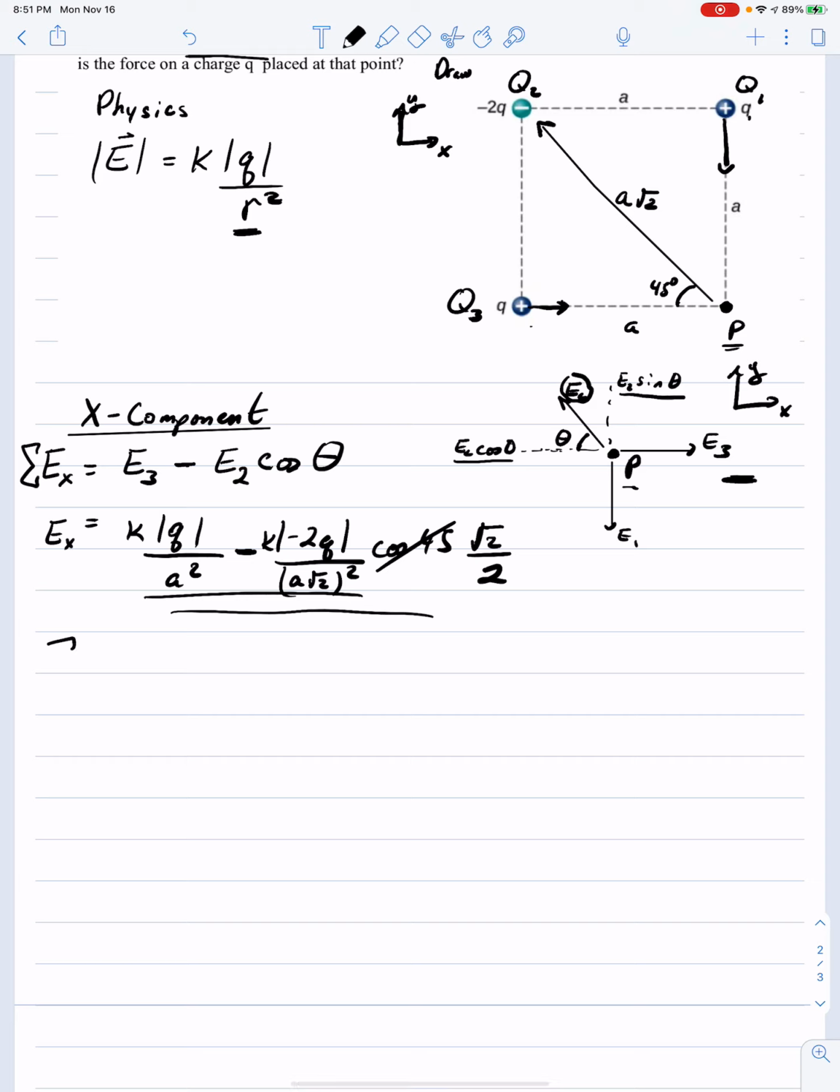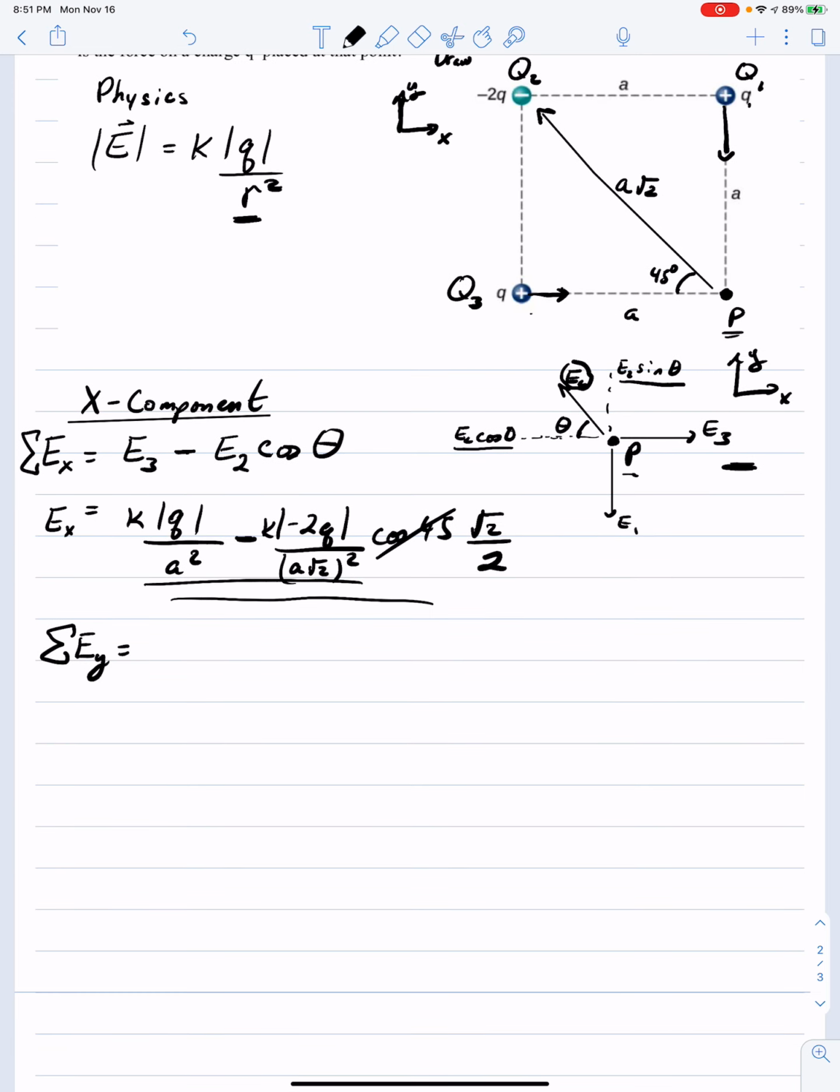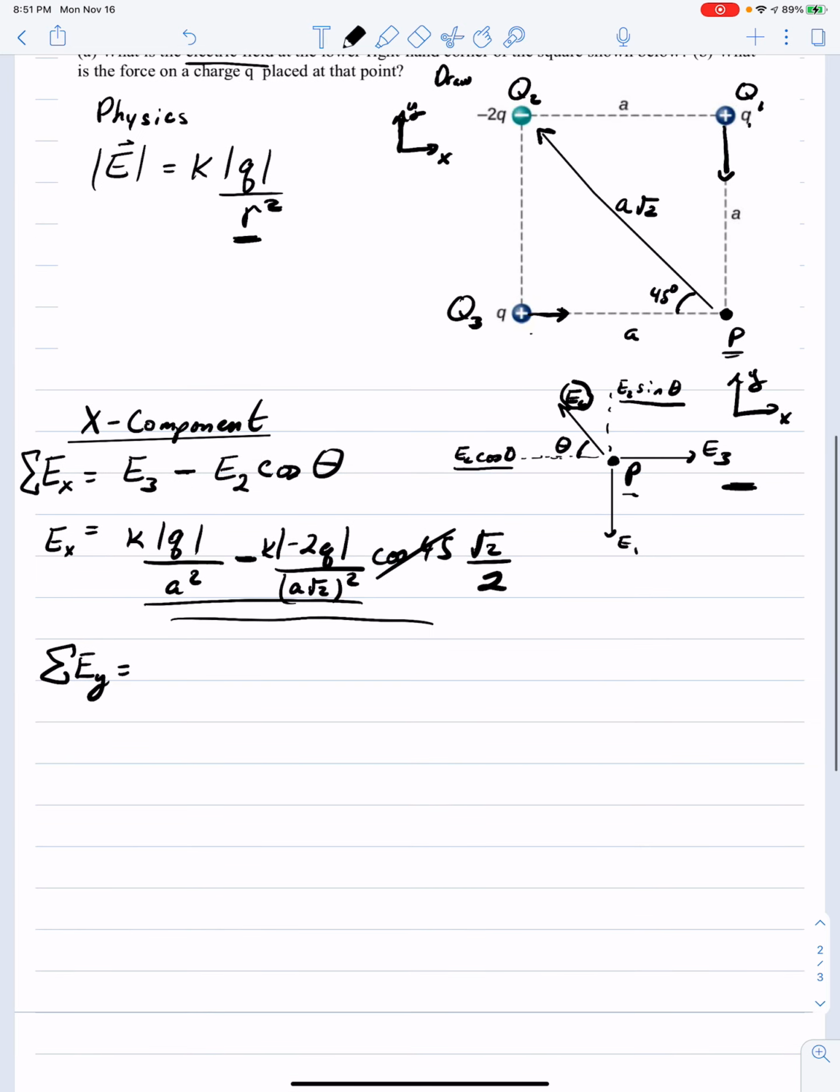Okay, and you would do the same for the electric field in the y direction. In the y direction, the only thing that's acting is E1, electric field 1, but that one is going in the negative direction, so you have to identify it as negative. Plus E2 sine theta, because the electric field is acting in the positive y direction.